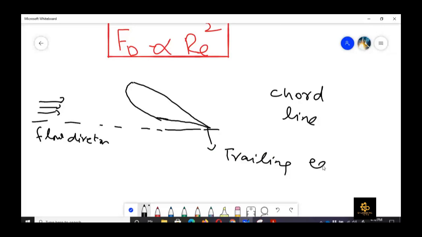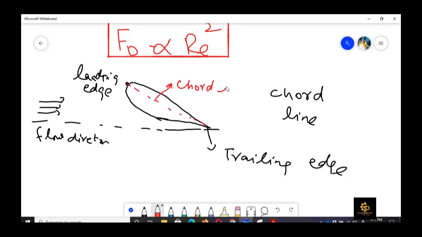Trailing edge, we call it, is where the flow leaves that body downstream, and this is the leading edge. Leading edge is where the flow first comes into contact with the body. So the points between leading edge and trailing edge can be joined by a line. We call it the chord line, and this length is the chord length. We denote it with C.